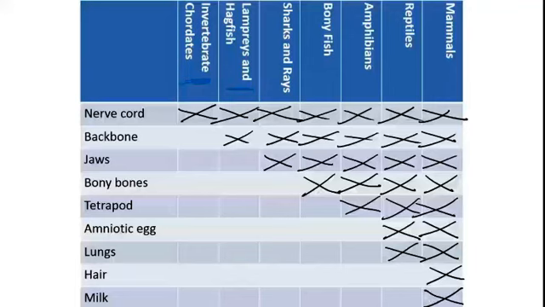So remember that how we construct phylogenetic trees, we pick out the two groups that have the most traits in common, and then we put those two branches next to each other, and we kind of work our way backwards through the tree.